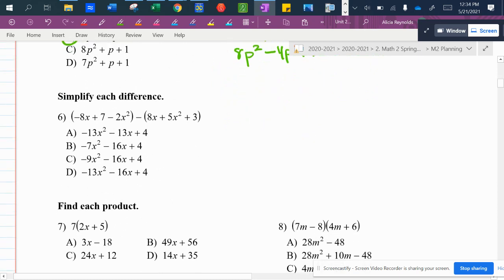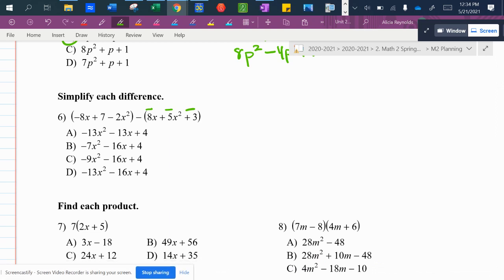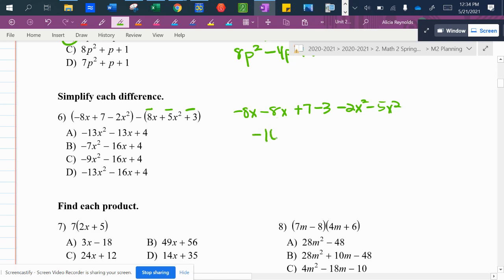When we're subtracting, we have to change the signs of all of the terms after the minus. So I get negative 8x minus 8x plus 7 minus 3 minus 2x squared minus 5x squared. Negative 8x and negative 8x gives me negative 16x. 7 minus 3 is 4. Negative 2x squared minus 5x squared gives me negative 7x squared. In standard form, negative 7x squared minus 16x plus 4. The answer is B again.